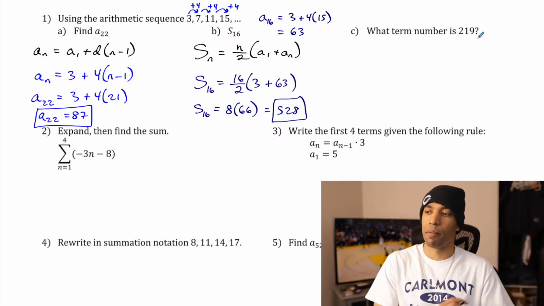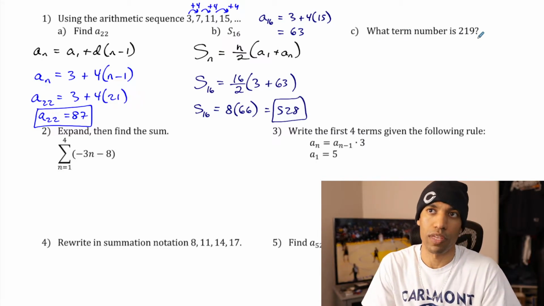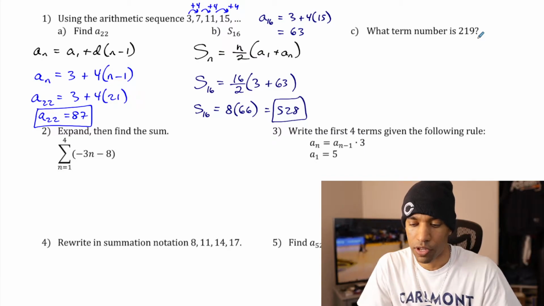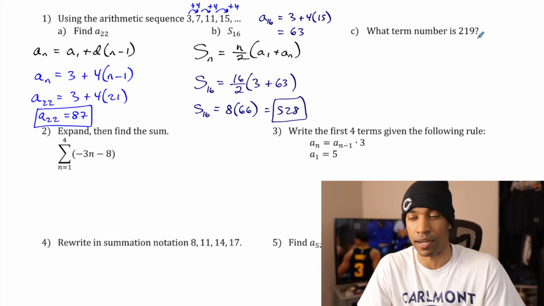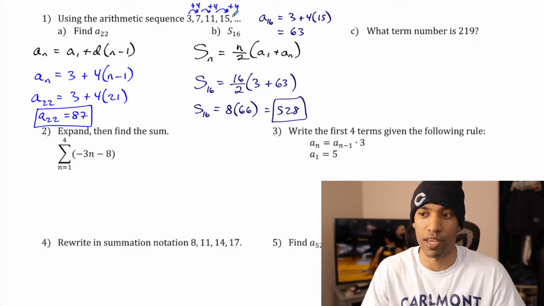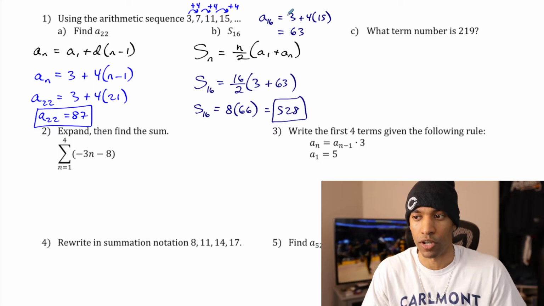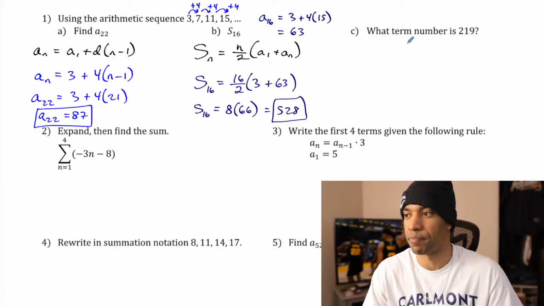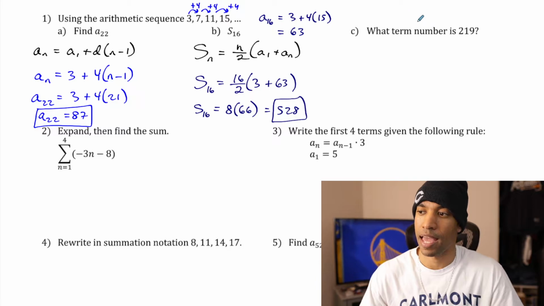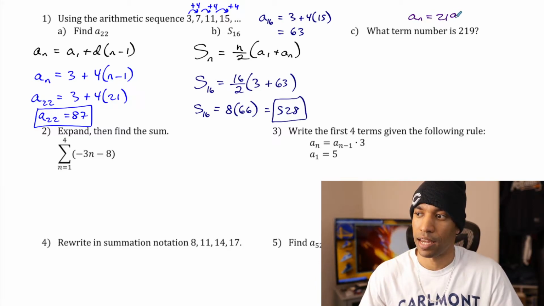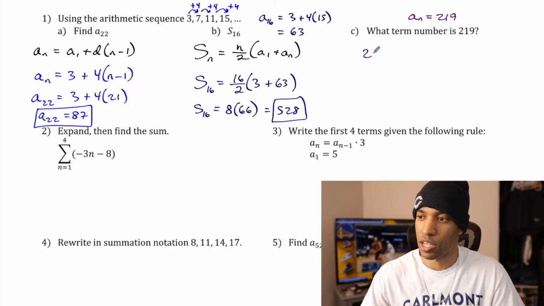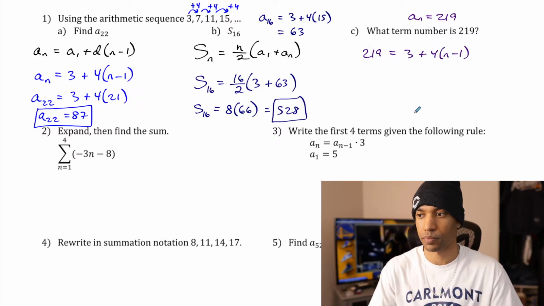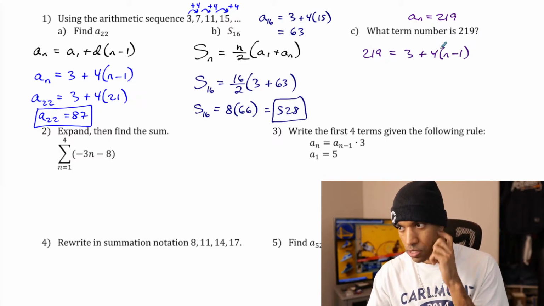All right, what term number is 219? So they're asking, the value of some term is 219. The a sub n is 219. I want to know the n that represents that. How many times do you have to add 4? When you keep adding 4 over and over and you land on 219, which position are we in? So this time, a sub n is 219. And given our formula right here, we're going to solve for n. So if 219 equals 3 plus 4 times n minus 1, we're going to solve for n here. Some people distribute here.